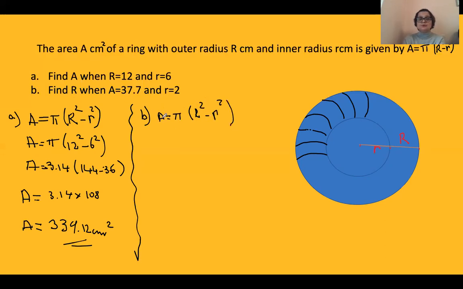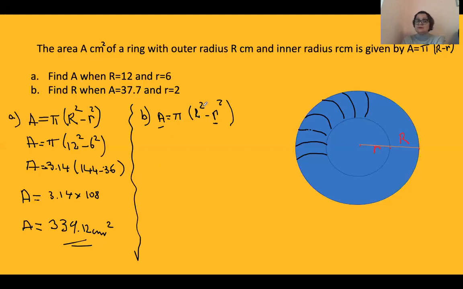So what do we know in part B? We know the A, so let's put a little dot or a little line under A, and we know the r. So we need to find the R to the power of 2. So what do we need to do? First, we rearrange the formula. So we need to get the R out of the bracket and by itself on one side of the equation.